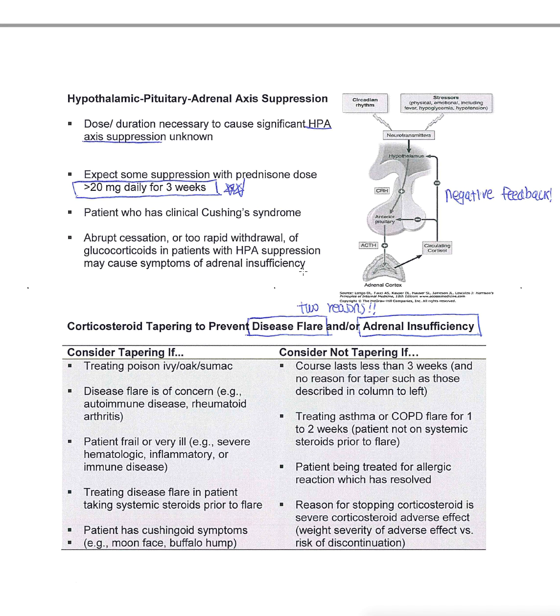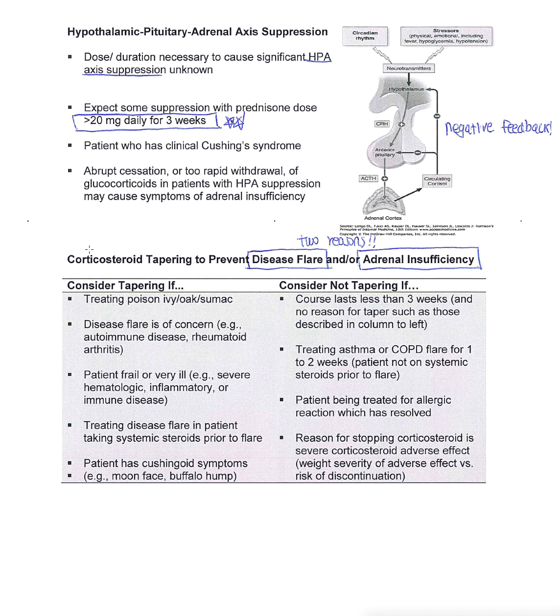Remember, this is not going to cause insufficiency in mineralocorticoids or aldosterone, because this is how the HPA axis regulates the production of corticosteroids. But aldosterone or mineralocorticoids are regulated by the RAAS system, so it's a totally different system regulating each one. So HPA axis suppression will not interfere with the production of aldosterone.